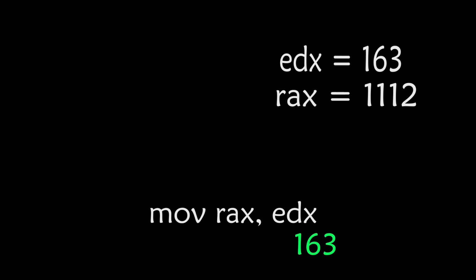If we don't have any square brackets, that means it's not dereferencing. It's directly performing the instruction on that particular register. For example, here it moves the EDX value to RAX. I hope you understand this.